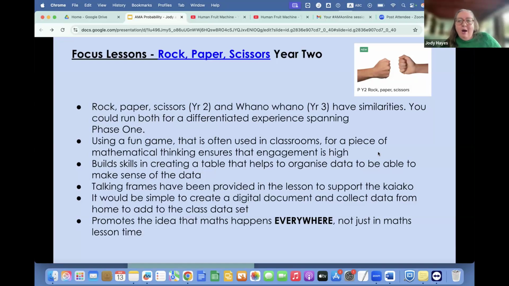Again, it's got really great home links, because those games are really fun to play, and we've made some suggestions about playing them at home and then bringing that data back to school to be able to organise further and use the next day.